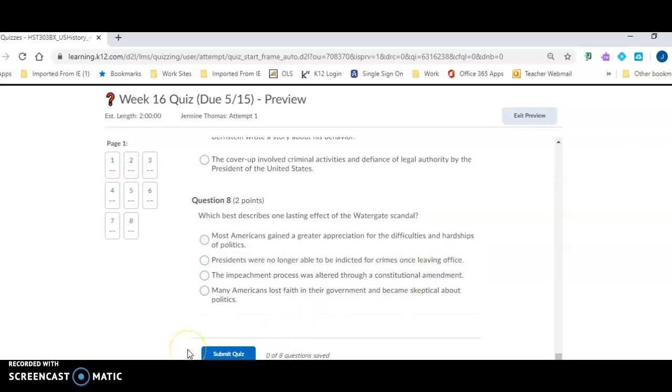When you're done with your quiz, make sure to click Submit Quiz so that it shows up successfully in your gradebook, and good luck on your quiz.